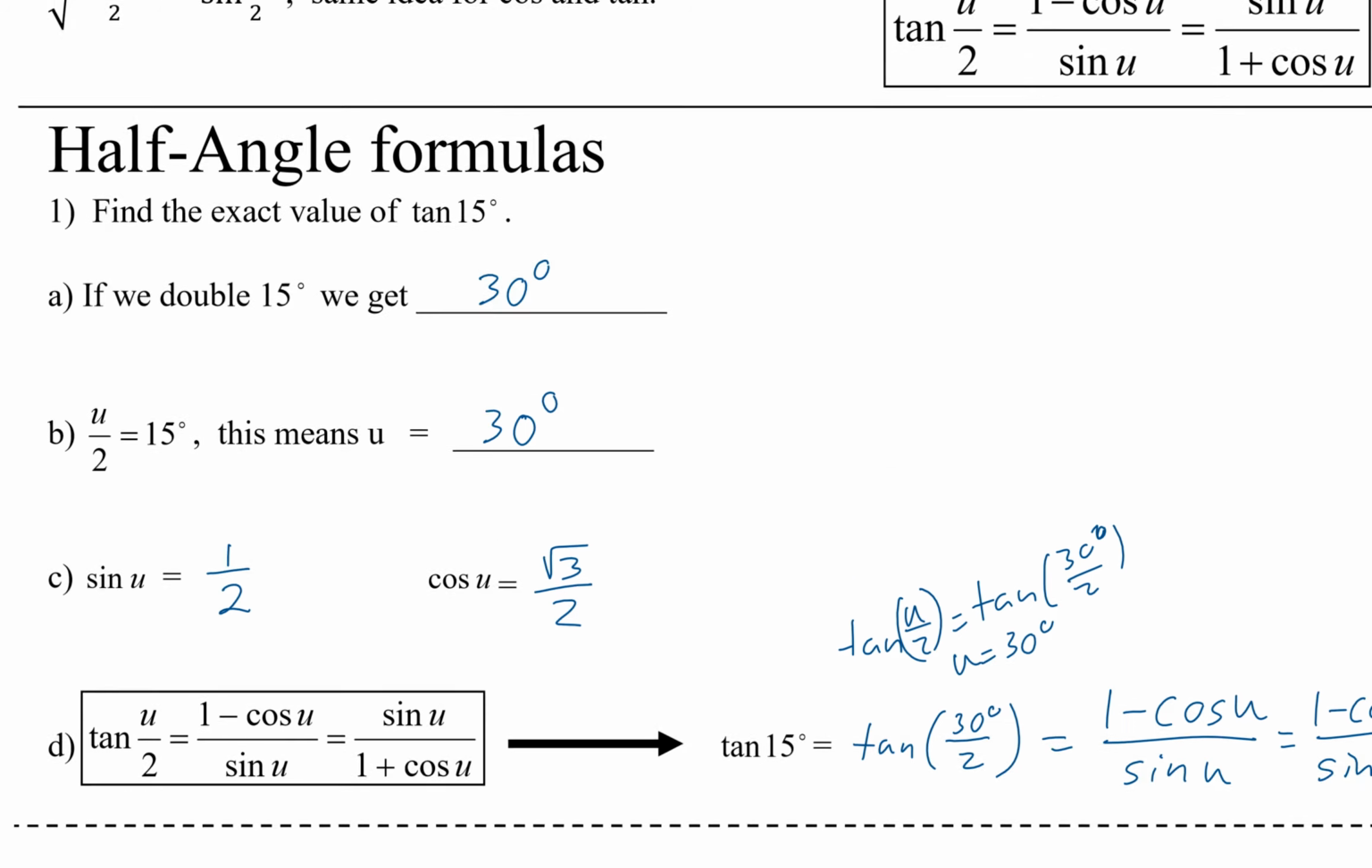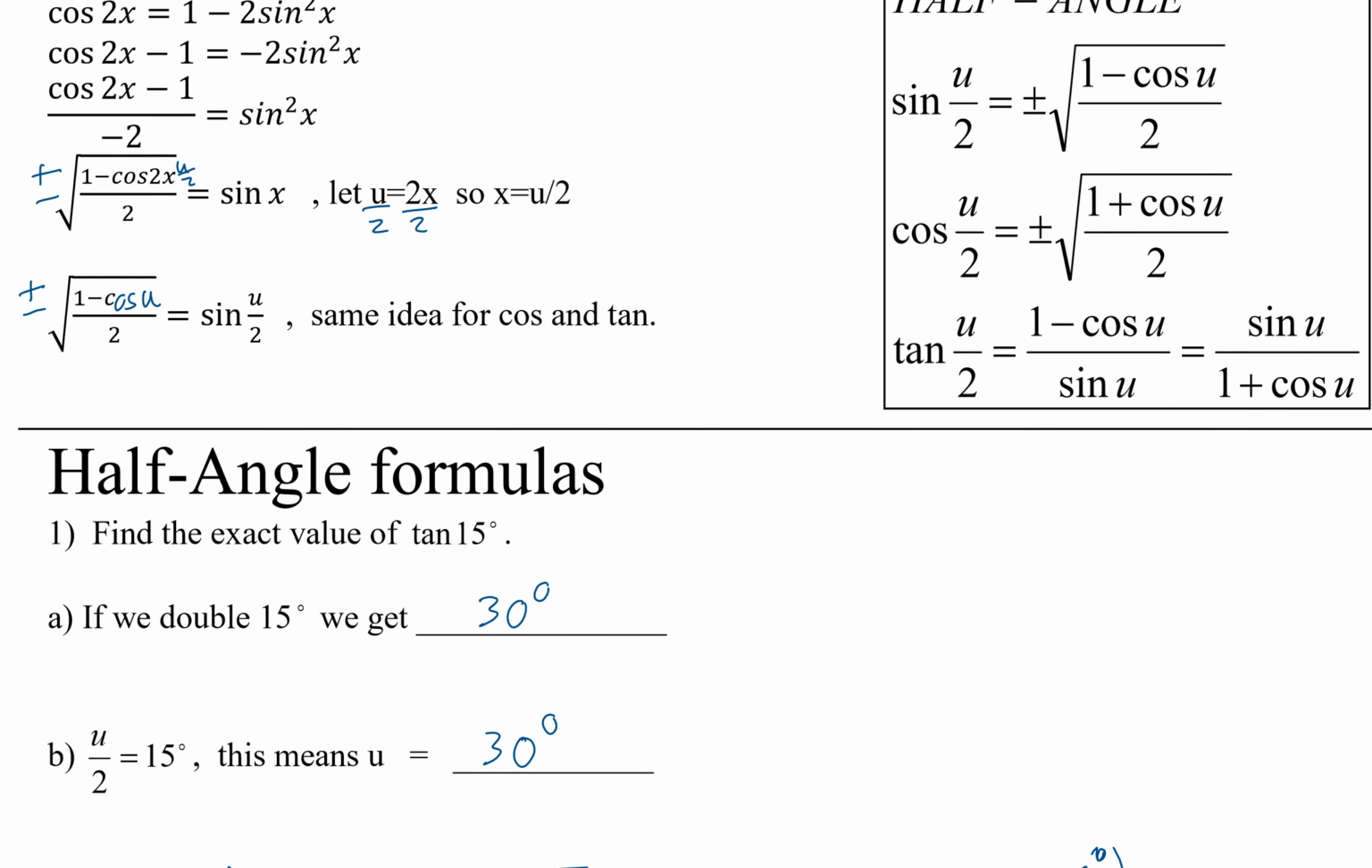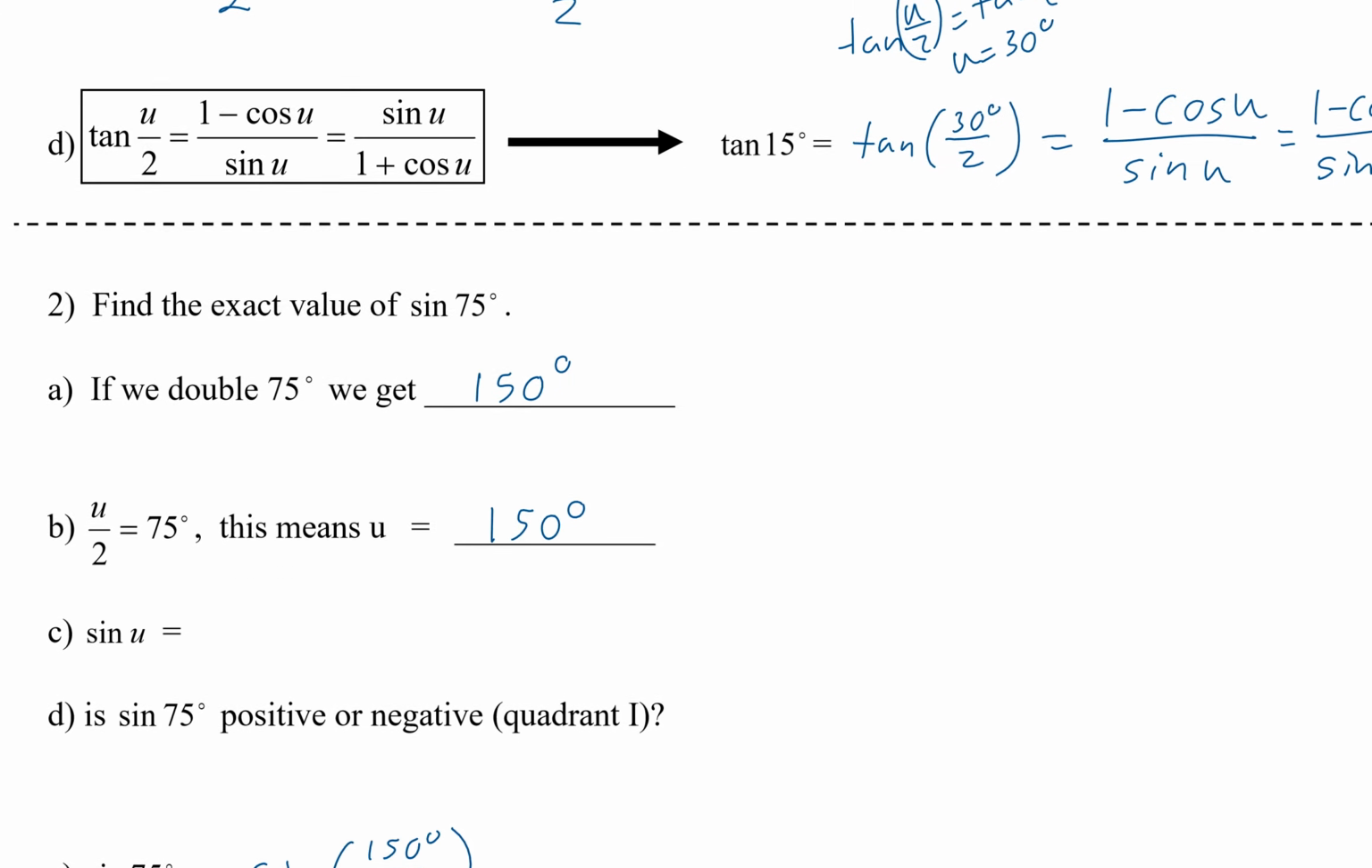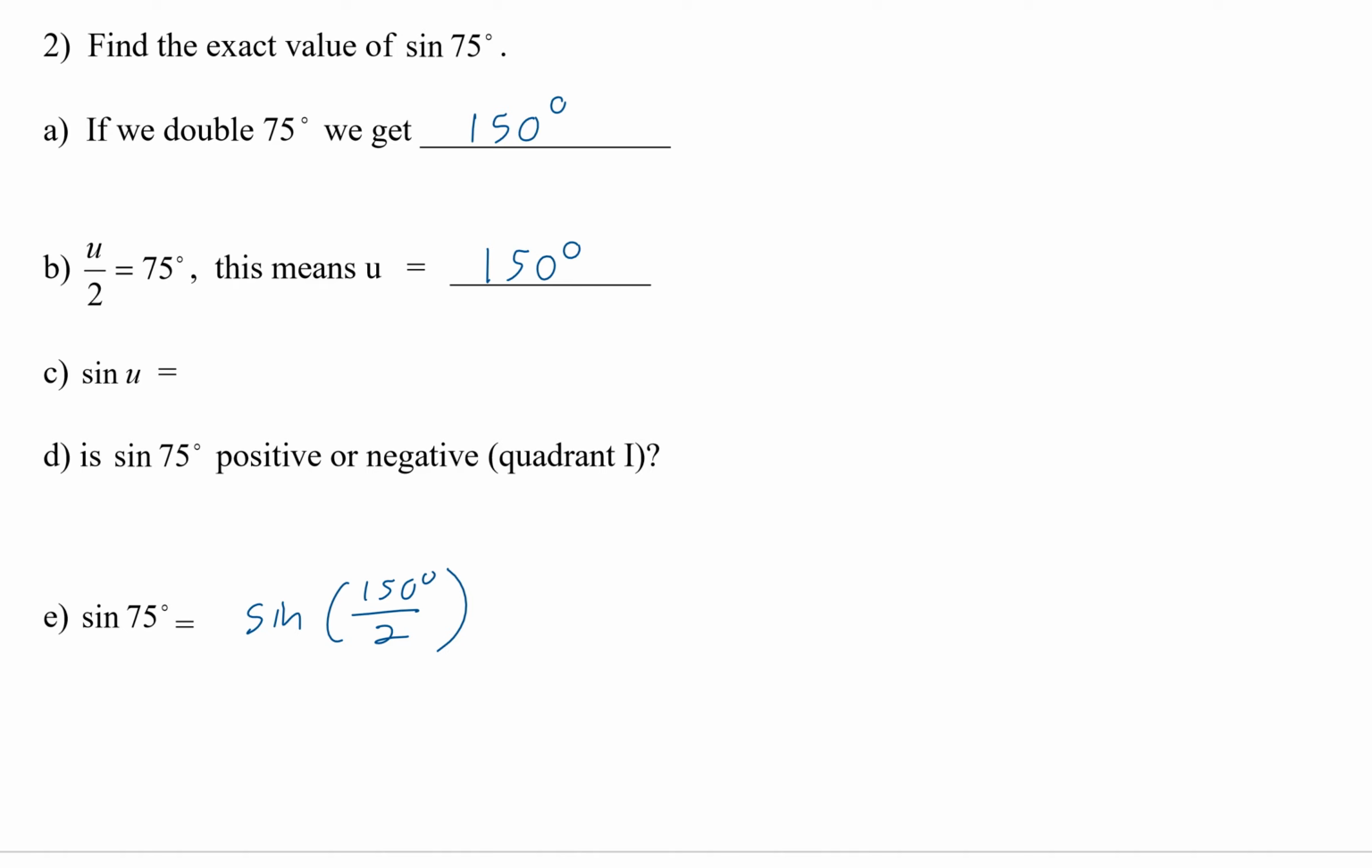If we go back up here to our half angles, sine of u over 2 is going to involve cosine. So our u here would really be 150 degrees. But we're also going to need cosine of 150 degrees to find this. Sine of 150 was 1/2, and cosine is negative rad 3 over 2. Now that we have this, is sine 75 degrees positive or negative in quadrant 1? The reason you're asking this, you'll see in a second.